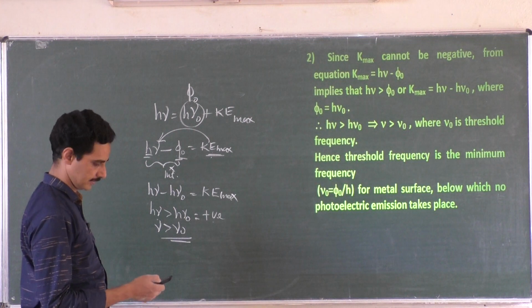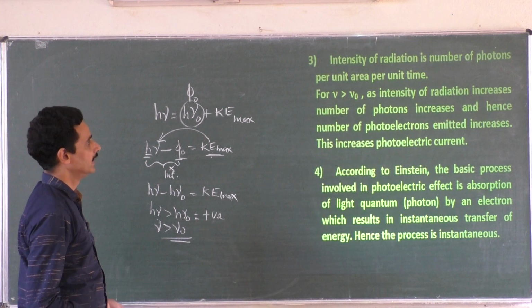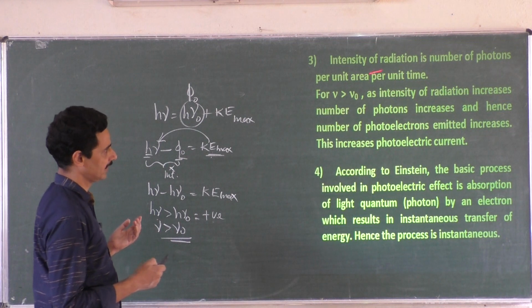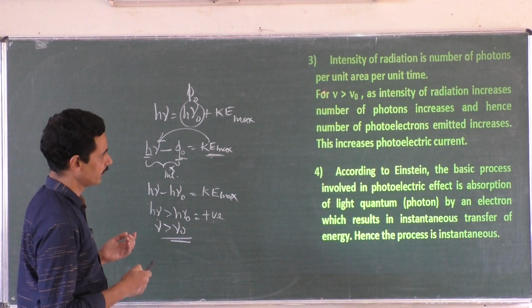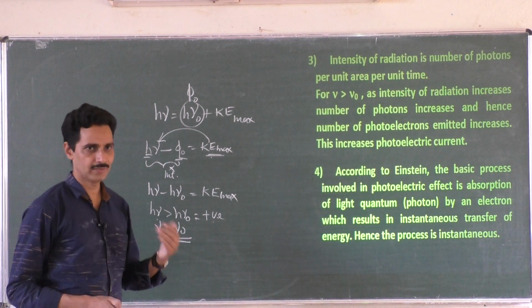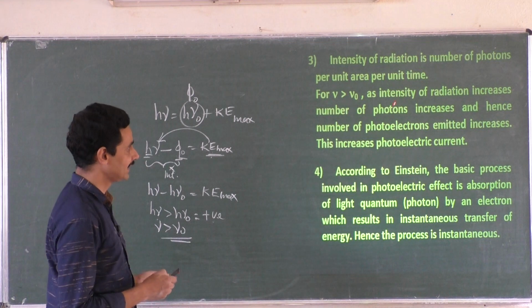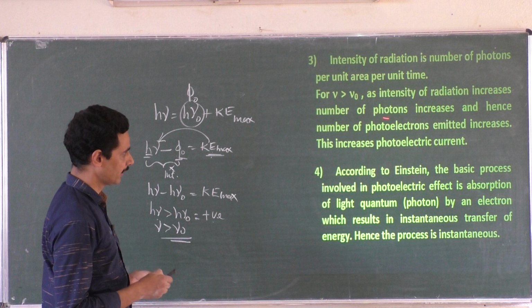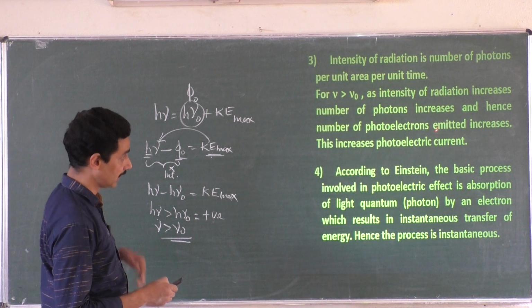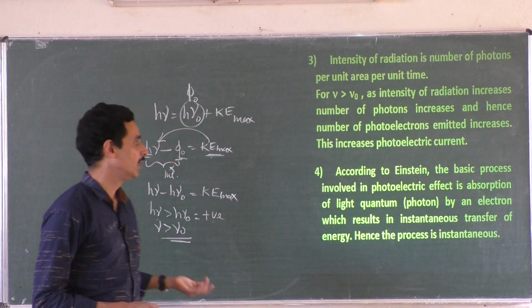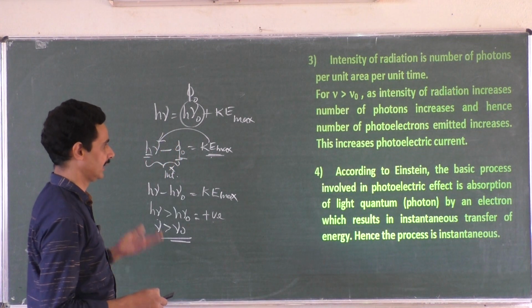And what else? Third one. Intensity of radiation is the number of photons. That explanation I was giving from the beginning. Intensity of radiation is the number of photons per unit area, per unit time. For nu greater than nu naught, if the frequency is sufficiently large, as the intensity of radiation increases, the number of photons increases, and the number of photoelectrons emitted increases, because each photon removes one electron, and this increases the photoelectric current.